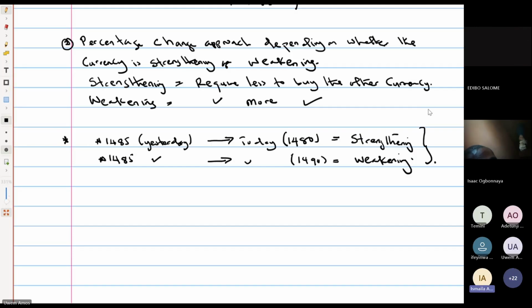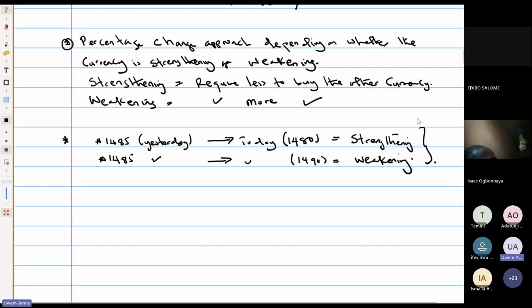So Naira is strengthening against the dollar. Yeah, so what does it mean? Do I need more Naira or do I need less Naira? No, we have less Naira, sir. We need less Naira. That's the point I'm trying to arrive at. You need less Naira. Thank you. That's the point. Because the Naira is strengthening, you need less Naira.